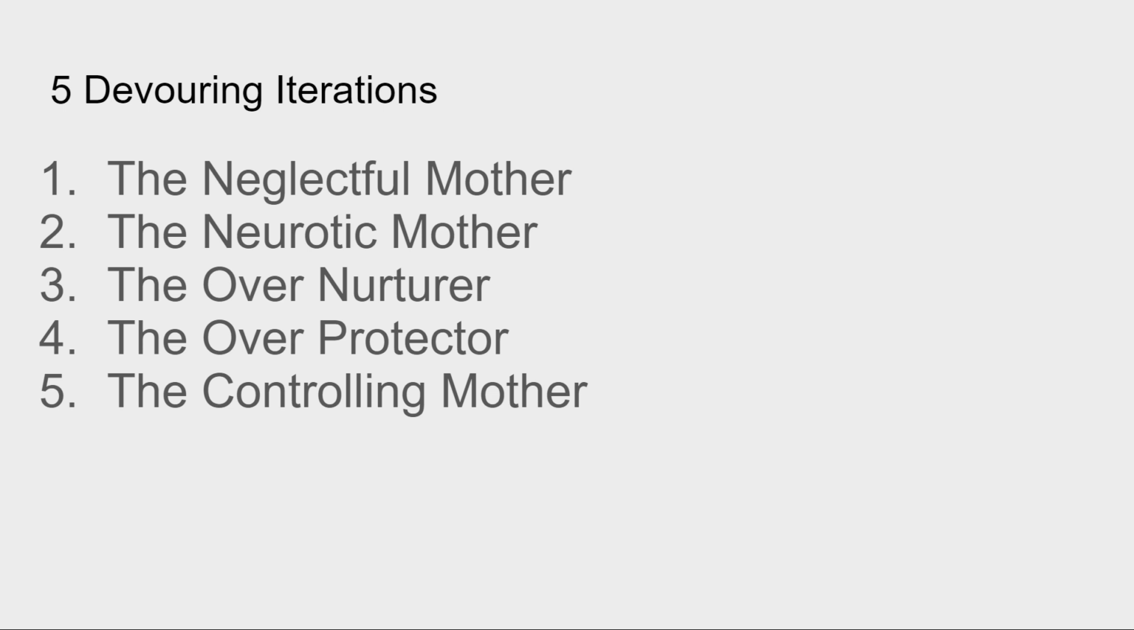The 5 we're going to talk about are the neglectful mother, or the overly selfish mother, the neurotic or overly emotional mother, the over-nurturer, overprotector, and the controlling mother. Now, Jung and Jordan Peterson focus in on the last 3, I would say, but I'm just going to use the umbrella of the devouring mother to include these 2 others, because I do think they're rising in our society and they're important to look at because they can be destructive to children.